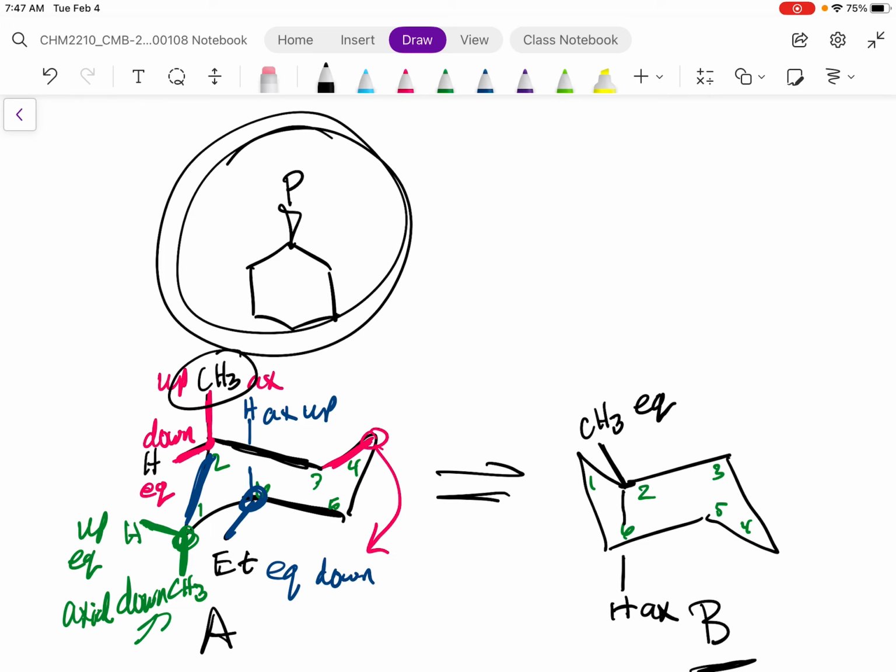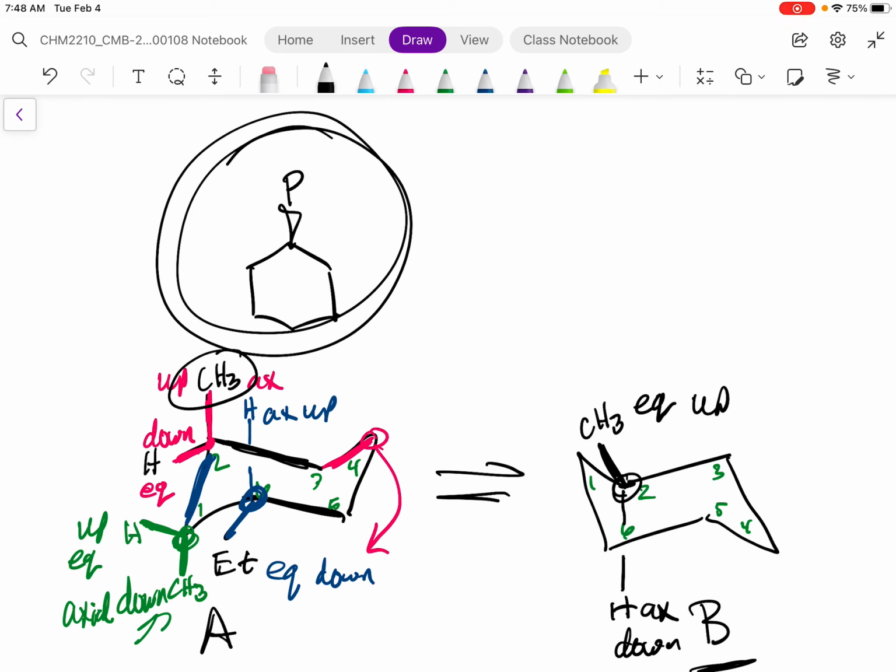But does the notation of up and down change? No, it doesn't. Because when we take a look at this carbon right there, it's pointing down. And so this hydrogen bond right there is axial down. And then this bond right here is equatorial up. So the ups and the downs stay exactly the same before and after a chair flip, but the axial and equatorial bonds do change.